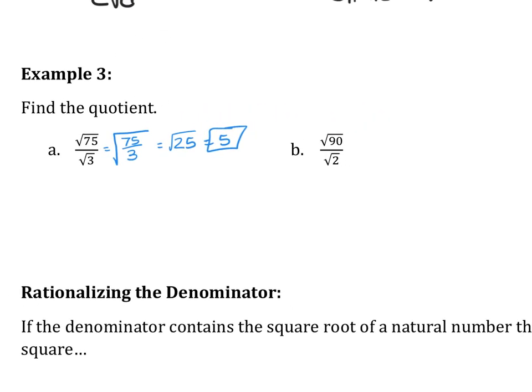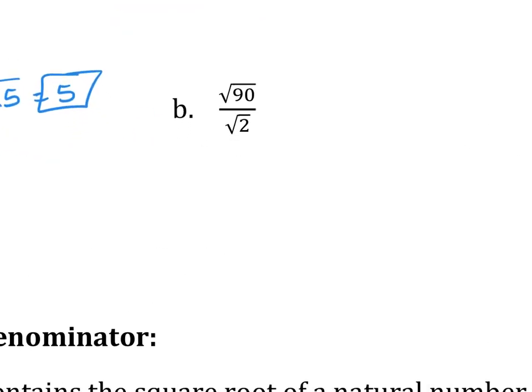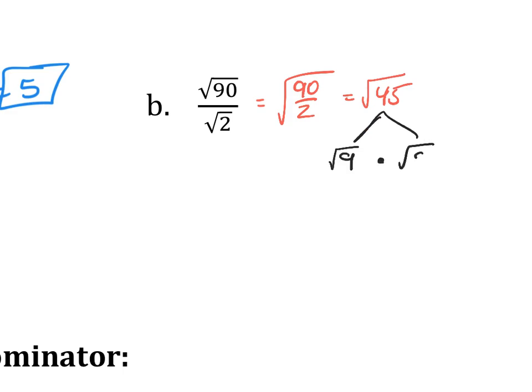Okay, I want you guys to try B and C. Actually, I'll do B with you. So square root of 90 divided by square root of 2 would be the same as saying square root of 90 divided by 2, which is the square root of 45. Then we need to see if any of our perfect squares can go into 45. 9 is a perfect square that can go into 45. So the square root of 9 times the square root of 5. Square root of 9 is 3. So we have 3 square root 5.